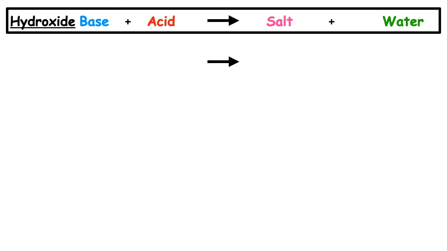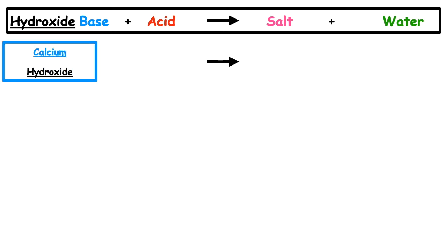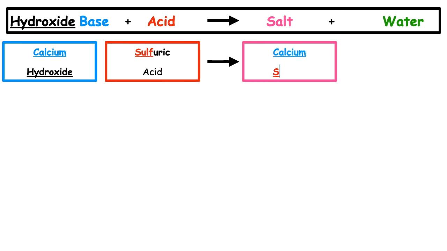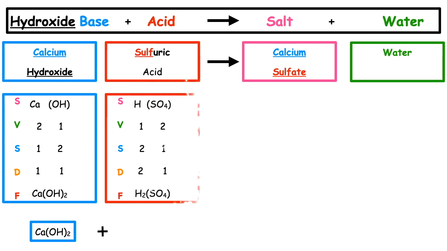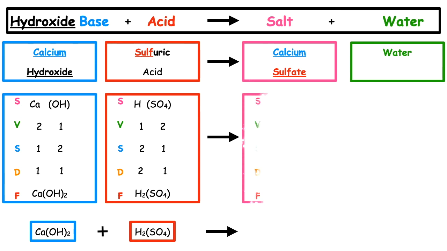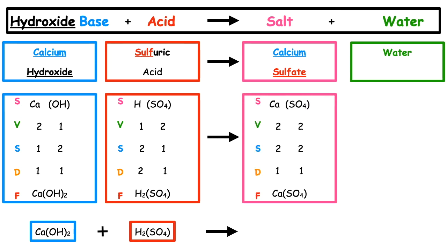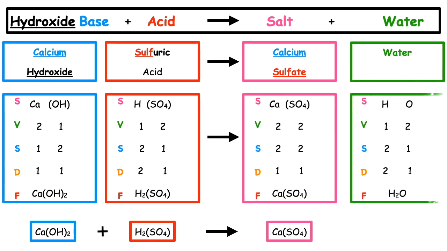In this example, we have calcium hydroxide plus sulfuric acid. So the name of the salt will be calcium sulfate and we'll always produce water. So using SVSDF, we can get the formulas for each of the entities. Calcium hydroxide will be Ca(OH)2, we'll have sulfuric acid, which is H2SO4. It will produce calcium sulfate, which is CaSO4, and will produce water, which is H2O.